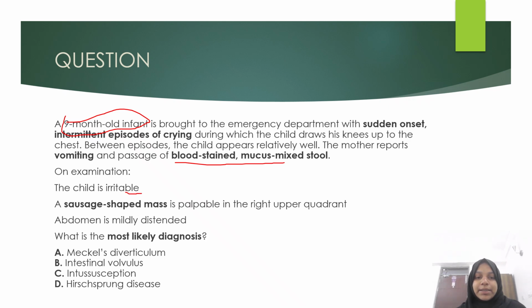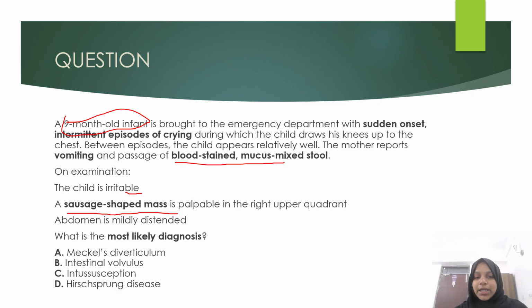On examination, the child is irritable. A sausage-shaped mass is palpable in the right upper quadrant. The abdomen is mildly distended. What is the most likely diagnosis? In a case of acute intestinal obstruction in an infant between 6 months and 5 years of age, we usually think about intussusception, even though the question may not explicitly mention a sausage-shaped mass, because that is not a very pathognomonic finding. So we may not expect to find it, but if it is given in the question, well and good, and there can be blood-stained mixed stool as well.